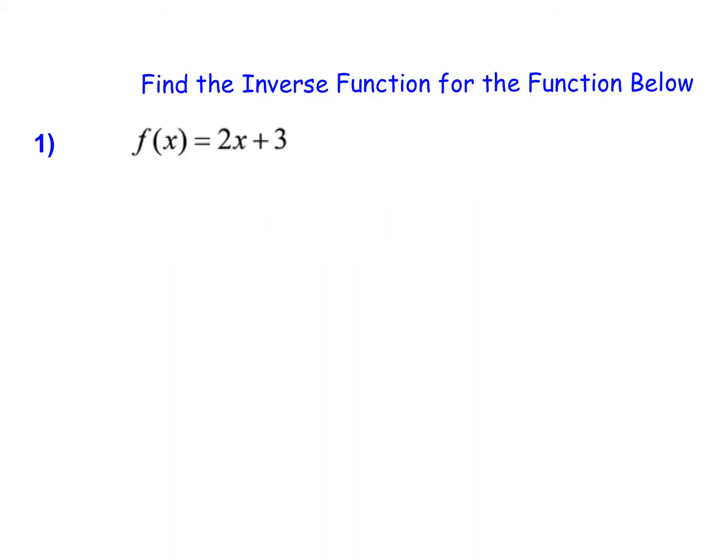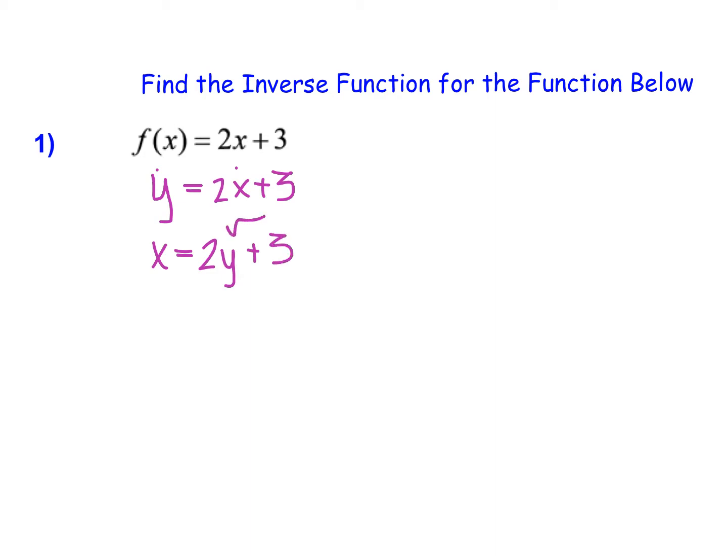Let's use the process described on the previous slide to find the inverse for the function below. Remember, our first step is to write this into y equals form. So we have y equals 2x plus 3. That's our first step. Then from there, we're going to switch x and y. This is now x equals 2y plus 3.